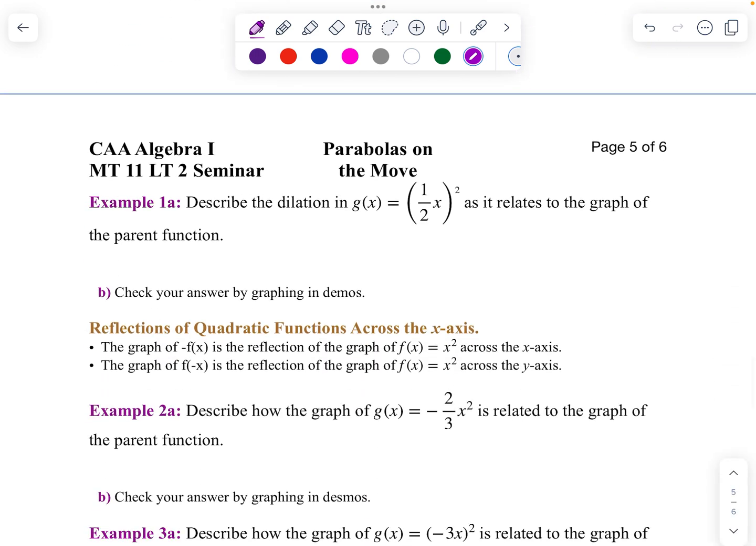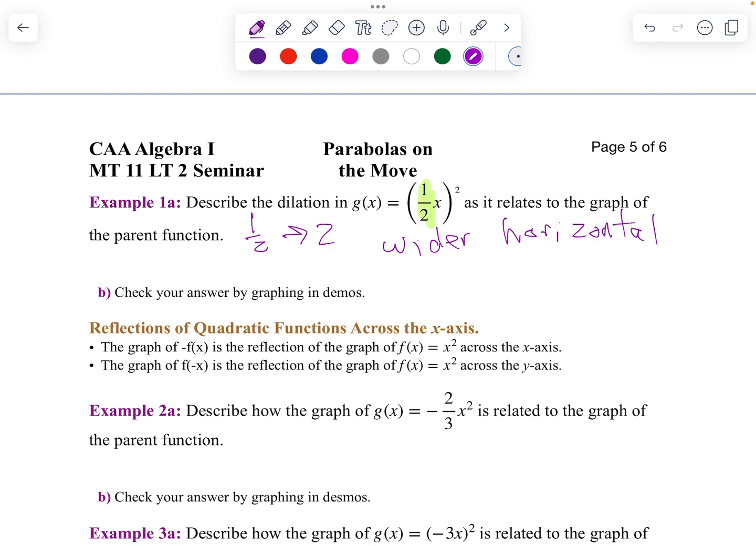Now, let's look at what happens here. Notice, I'm multiplying the x, aren't I? So I'm going to look at the reciprocal. Well, the reciprocal of 1/2 is 2, isn't it? So if I multiply by 2, I'm actually going to multiply the x values by 2. So it's going to get wider. The horizontal getting wider.